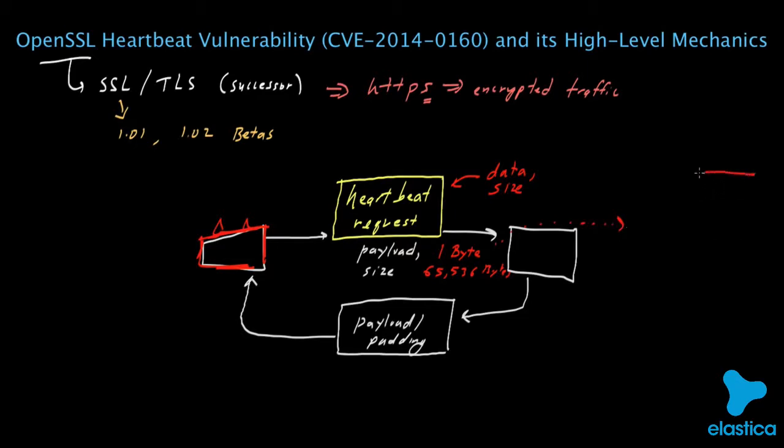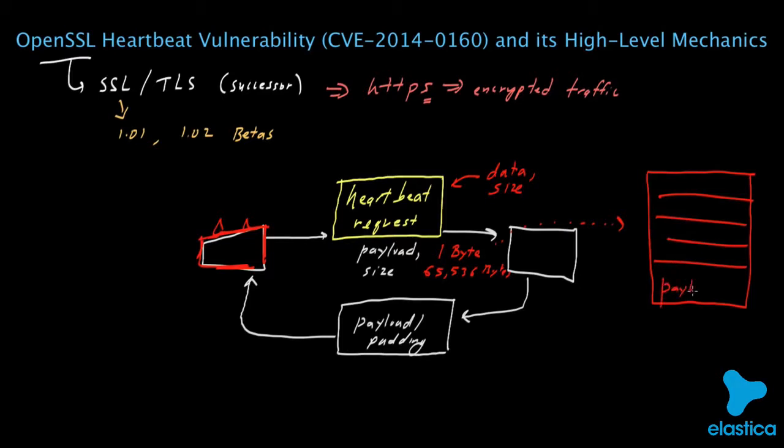Now the code that handles the Heartbeat extension piece within the OpenSSL library will copy this payload that the attacker provided into its memory, and then at some point, as part of the response, it's going to copy this data back out from its memory and send back a Heartbeat response to the attacker.